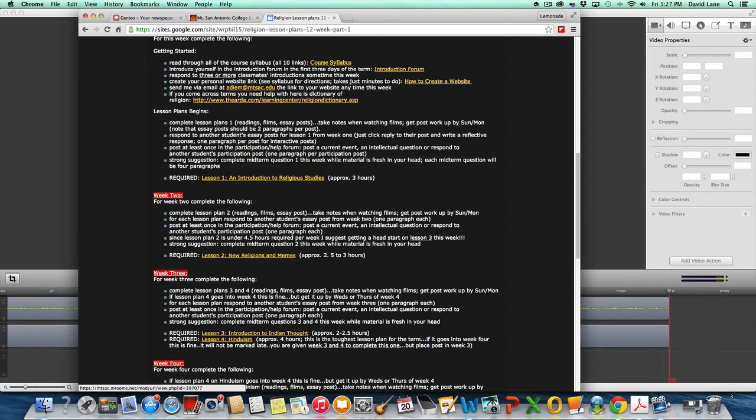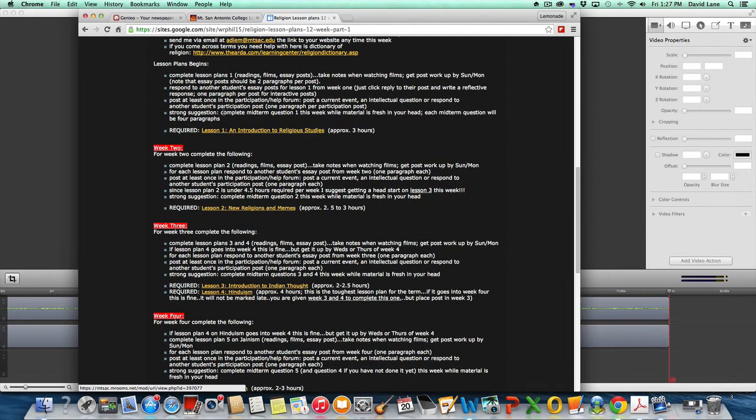It says to complete lesson plan 1, there's going to be a lecture to listen to. There's going to be readings and film and essay posts. Always take notes when you're watching the films so that you do not have to re-watch them when it comes to answering the material on them, because that would be a double watch and it would take too much time. And then always respond to other students' essay posts. Those are called interactive posts. Interact with the class on the participation forum and current event, intellectual question. Respond to another person's participation post; that will also earn you participation credit, as though it is a participation post itself. So do note that.